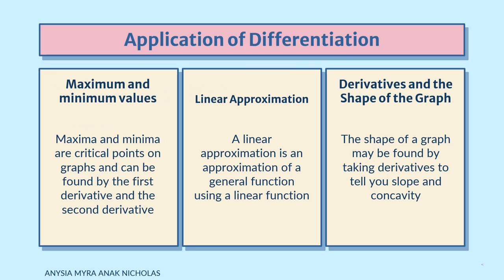Next, we have application of differentiation. Firstly, we have maximum and minimum values. Maxima and minima are critical points on a graph and can be found by the first derivative and the second derivative. Next, we have linear approximation. A linear approximation is an approximation of a general function using a linear function. Thirdly, we have derivative and the shape of the graph. The shape of a graph may be found by taking the derivative to tell you slope and concavity.